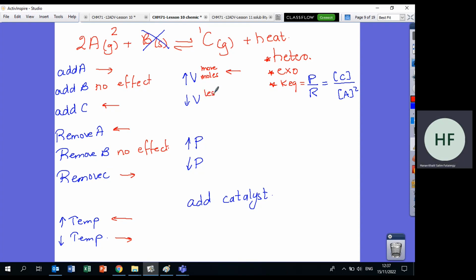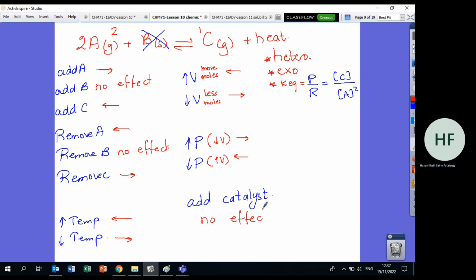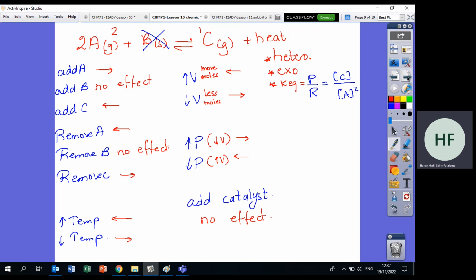less volume بنروح باتجاه less moles. كيف less moles؟ forward. طيب هلا زودنا البريشر نفس كأنه نقصنا الفوليوم. نشوف من هون. forward. نقصنا البريشر نفس زودنا الفوليوم. بنشوف من هون. backward. add catalyst, no effect. Okay, so these are all the factors that will disturb the equilibrium.